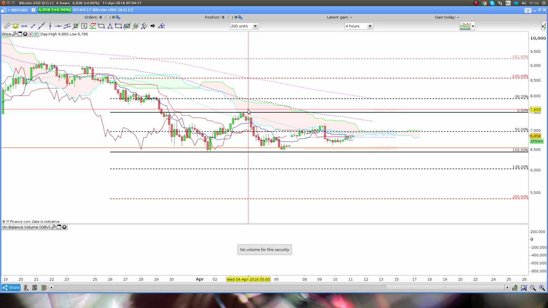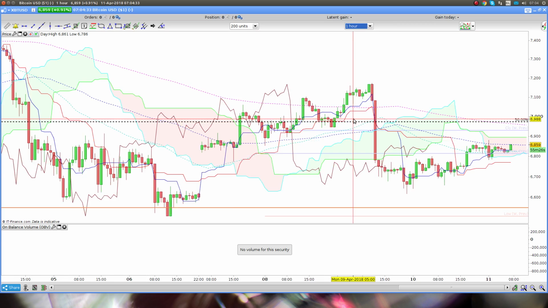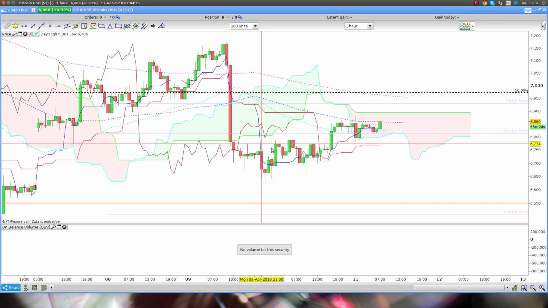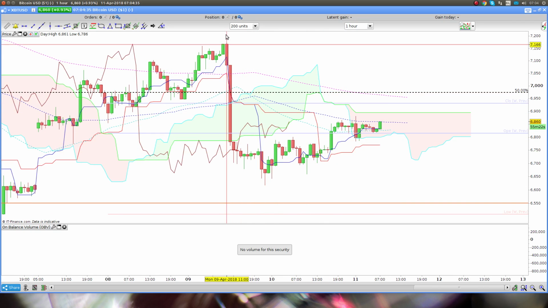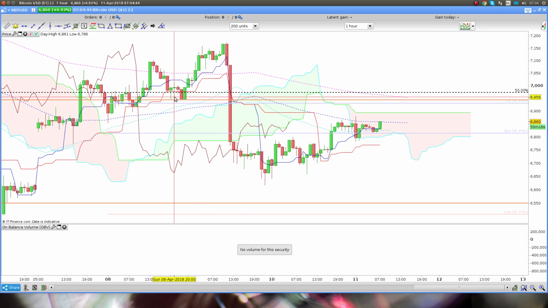So I'm probably going to be waiting for a break above this area here. So I'm looking for a break of 7,500 before I start looking for anything. If you're going to be trading on the smaller time frame, there may be a couple of scalps available. So you've got this big fall on Monday, and you have a couple of levels there. You've got a breakout retest there.